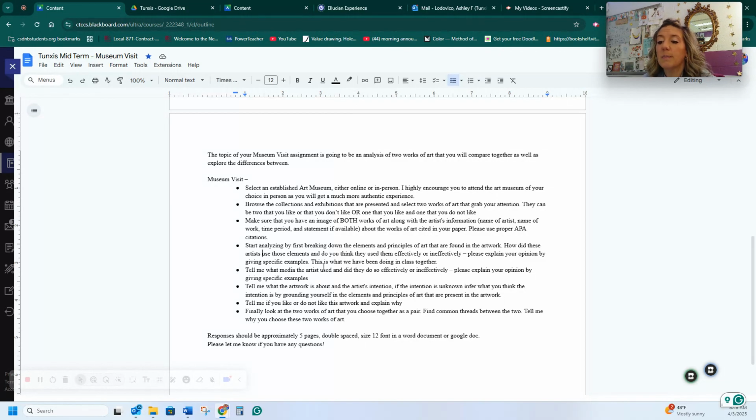Tell me what the artwork is about and the artist's intention. If the intention is unknown, and that's also common, so in that artist statement that you will see next to the work of art, sometimes they'll directly speak to the work of art that's being displayed, and sometimes they won't. They'll just give a brief summary of what their overarching goal is in creating art, and they won't talk about the piece at all. So if the intention is unknown, infer what you think the intention is by grounding yourself in the elements and principles of art that are present in the artwork.